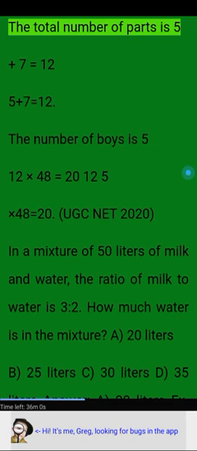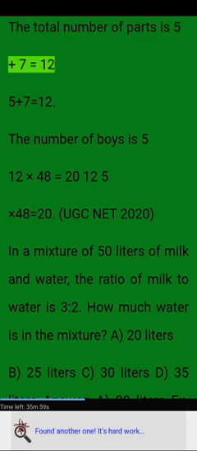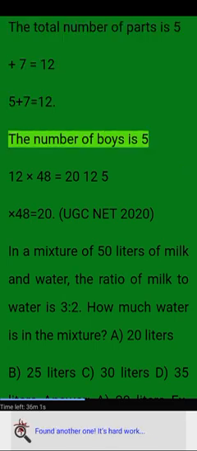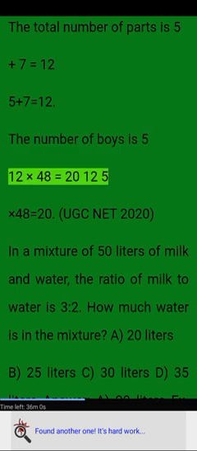Explanation. The total number of parts is 5 plus 7 equals 12. The number of boys is 5 over 12 times 48 equals 20.